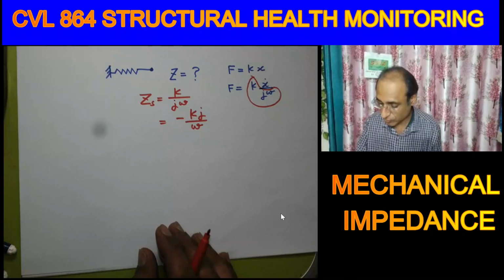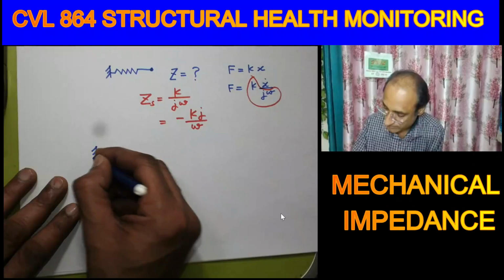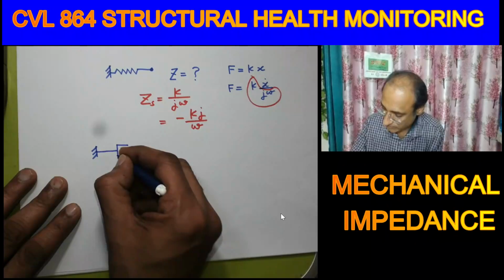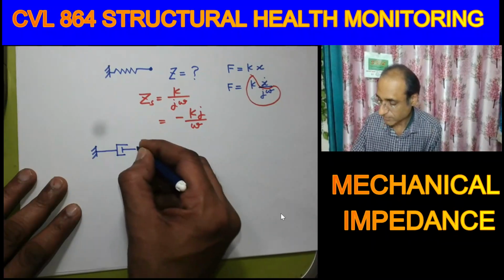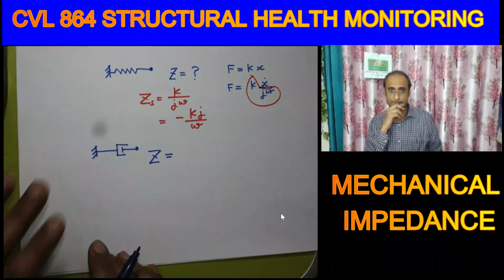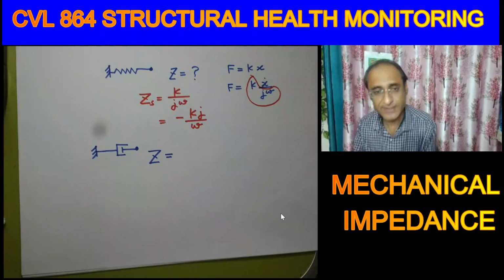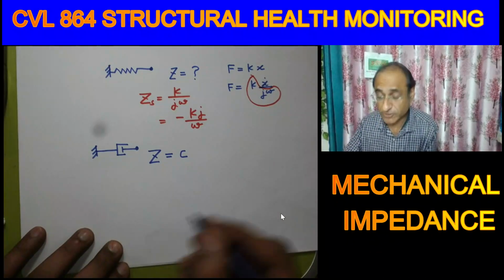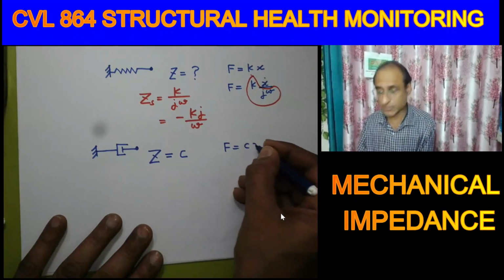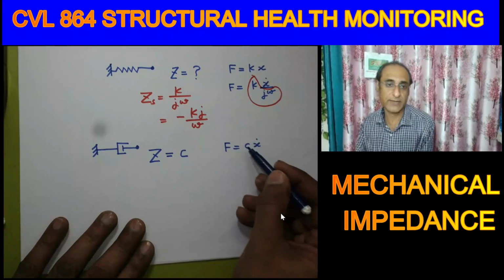Now, if I ask you what is the mechanical impedance of a damper? What will be the mechanical impedance of a damper? Mechanical impedance of damper will simply be C. Because here what is the constitutive equation? That force is equal to C into x dot. So by definition, the damping constant is the mechanical impedance.